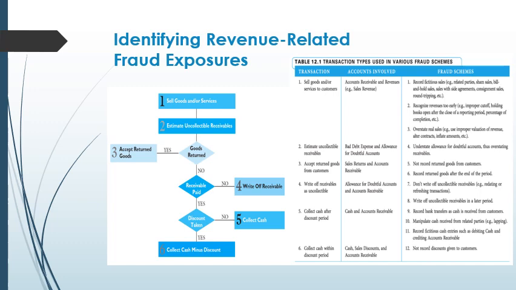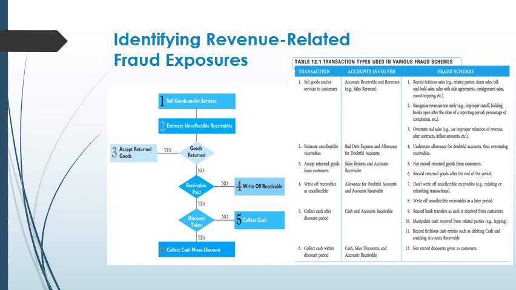So if you look through this, you can see that the first transaction is the sale of goods and or services. And then if you look at the corresponding number on the right, you can see that the accounts involved include accounts receivable and revenues. And frauds that can occur here would be recording fictitious sales, recognizing revenues too early, or overstating real sales. The next transaction is estimate uncollectible receivables, which would affect the bad debt expense and allowance for doubtful accounts. And this could result in understating allowance for doubtful accounts and thus overstating receivables.